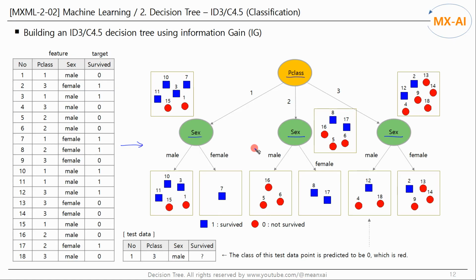Next, let's use this tree to predict the class of this test data point. P-class is 3 and sex is male. This belongs to the right child node of the root node and the left child node of this node. Then this test data point will belong to the fifth leaf node. Since this node has more red, the class of this test data point is predicted to be 0, which is red.